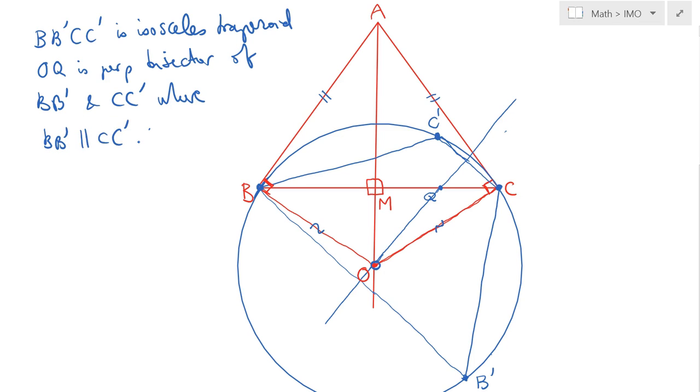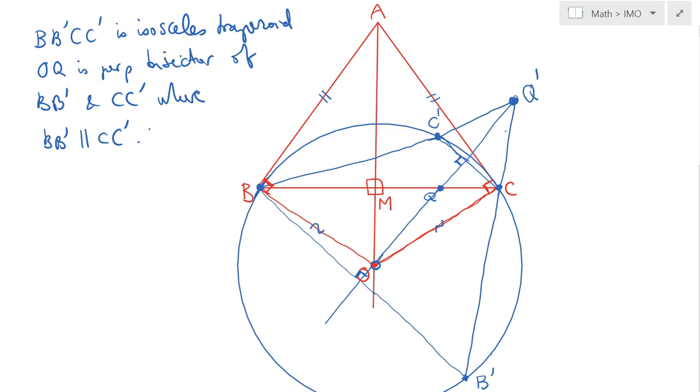Now, because of this nice feature, and because OQ is a perpendicular bisector, so this is a 90-degree angle, this one is a 90-degree angle, if I extend B prime C and BC prime, they would meet at the same point, and let's call this point Q prime for now. So all these three lines, BC prime, OQ, and B prime C, will all concur at the point Q prime, and this is still my point Q here.